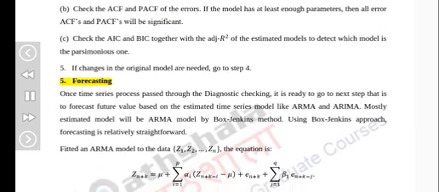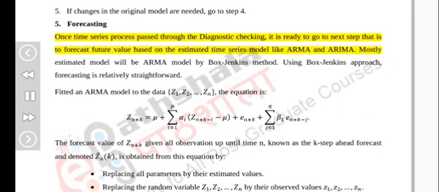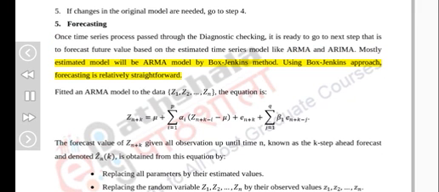5. Forecasting. Once the time series process has passed through the diagnostic checking, it is ready to go to the next step, that is, to forecast future values based on the estimated time series model like ARMA and ARIMA. Mostly the estimated model will be an ARMA model by the Box-Jenkins method. Using the Box-Jenkins approach, forecasting is relatively straightforward. Fit an ARMA model to the data Z1, Z2, ..., Zn.